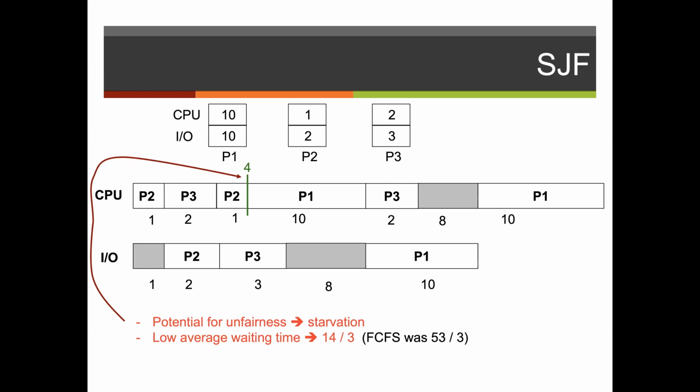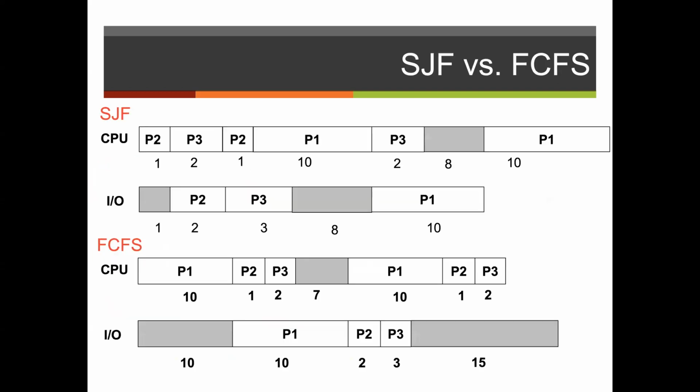And so we want to consider that we have a low average waiting time using the shortest job first, 14 out of 3, compared to first come, first serve, which had a 53 out of 3. And we also have a lower average turnaround time as well, which will equate to 54 out of 3. And for first come, first serve, it was a value of 94 out of 3.